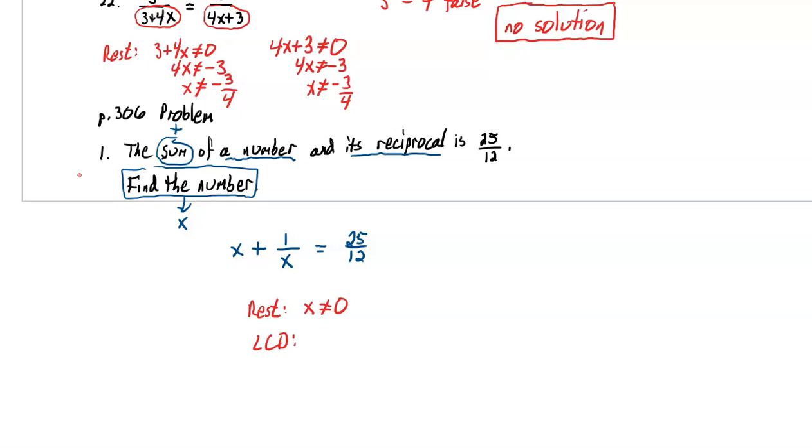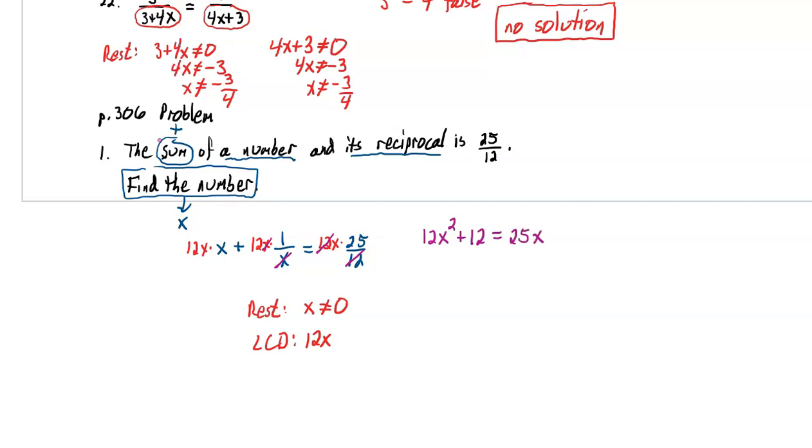Now one denominator is x, the other is 12. Putting those together gives us 12x as our LCD. Multiply all terms by 12x. Here, here, and here. 12x times x is 12x squared. In the middle, x cancels out x, leaving 12 times 1, which is positive 12. On the right side, 12 cancels out 12, leaving x times 25, which is 25x.